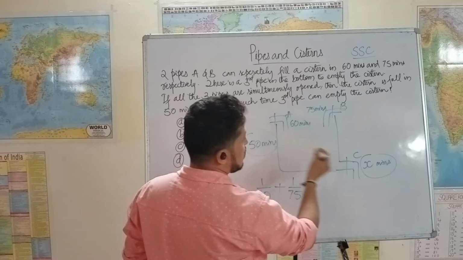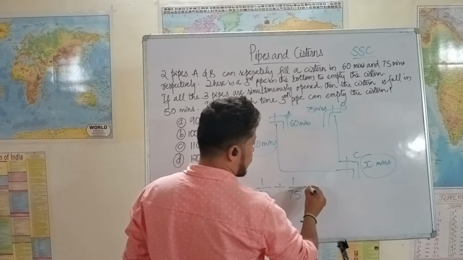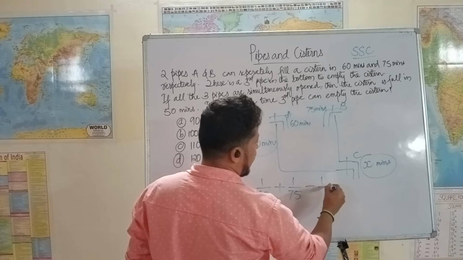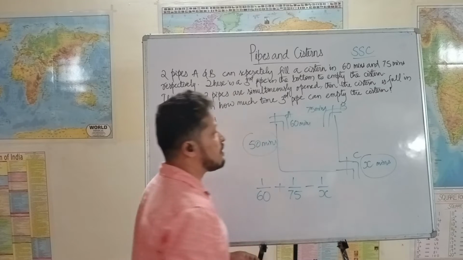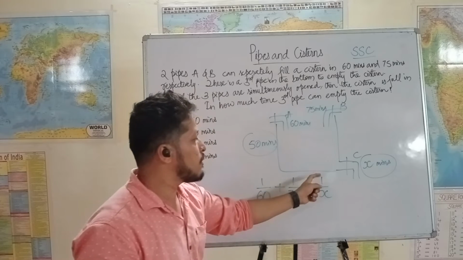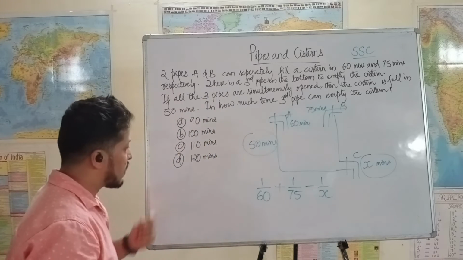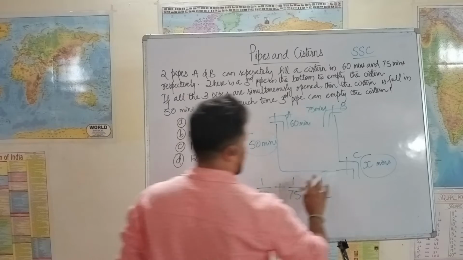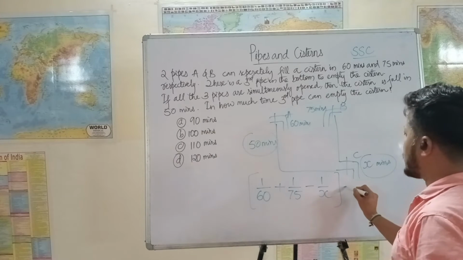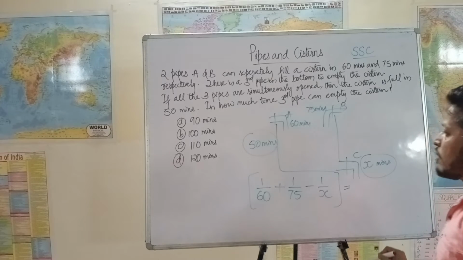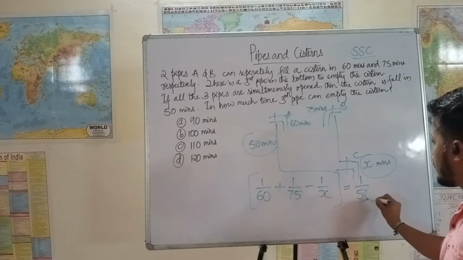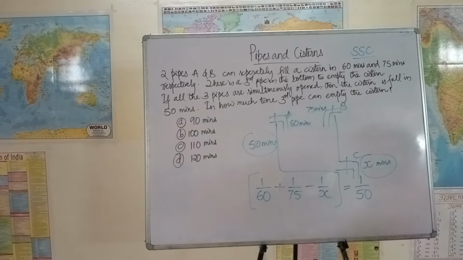At the same time, this pipe C is emptying it. So I am writing minus, and it's emptying 1 by X of the tank every minute. Because in X minutes it empties completely. So every minute it's emptying 1 by X of the tank. So when these three are working together, the total work is completed in 50 minutes. That means 1 by 50th of the work is completed. Right?